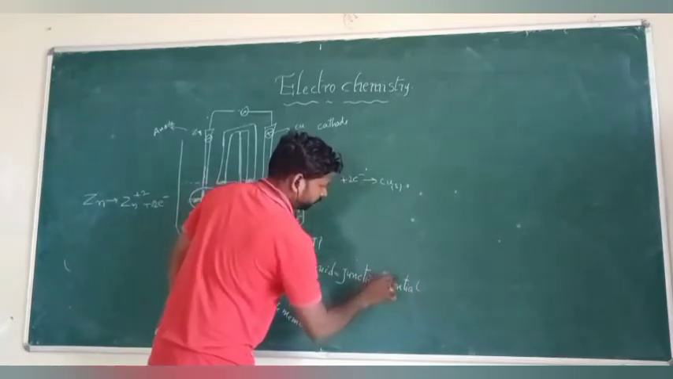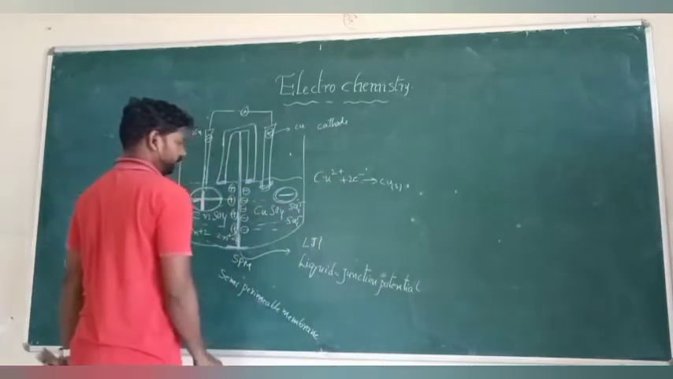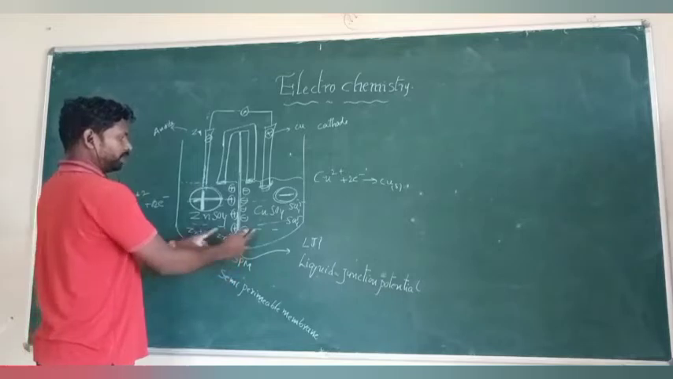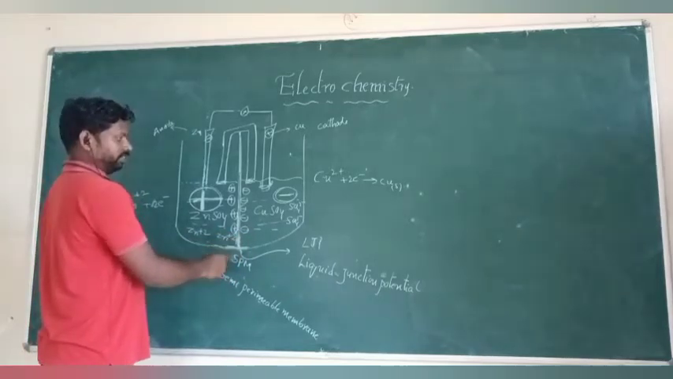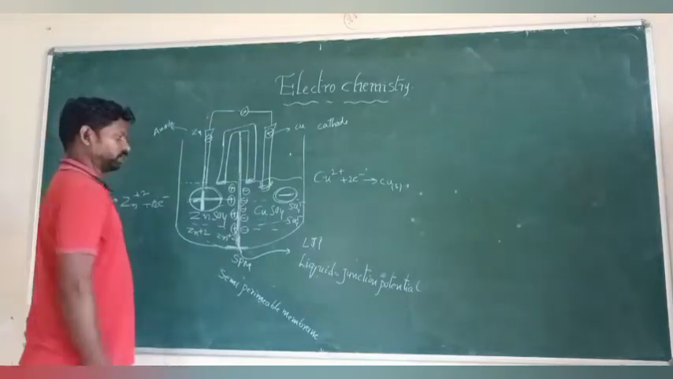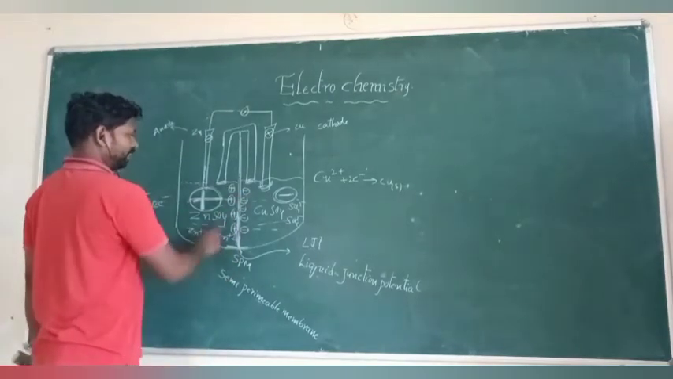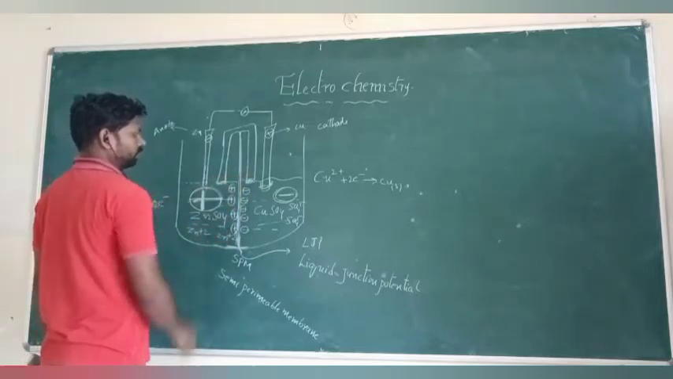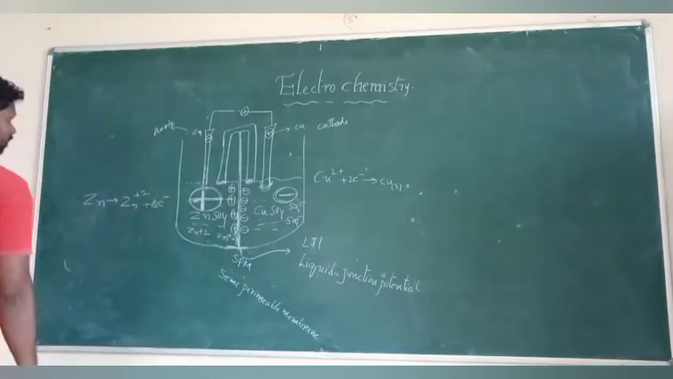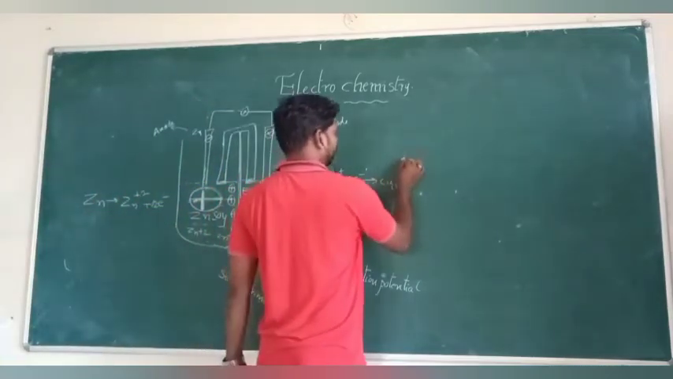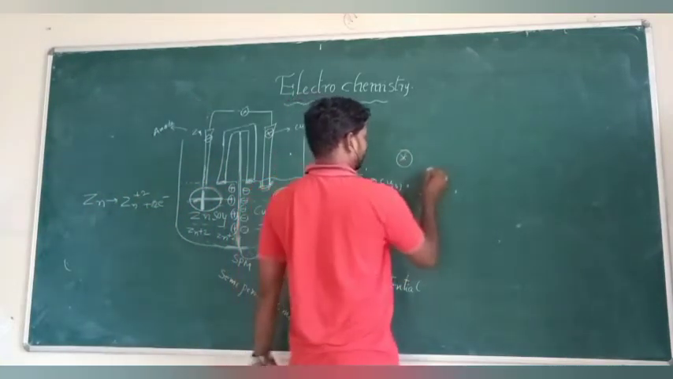That is called liquid junction potential. Here there is no movement of electrons at the junction. If there is no movement of electrons, it means there is no electricity. So to avoid this liquid junction potential, we have to use a salt bridge. The salt bridge avoids liquid junction potential.